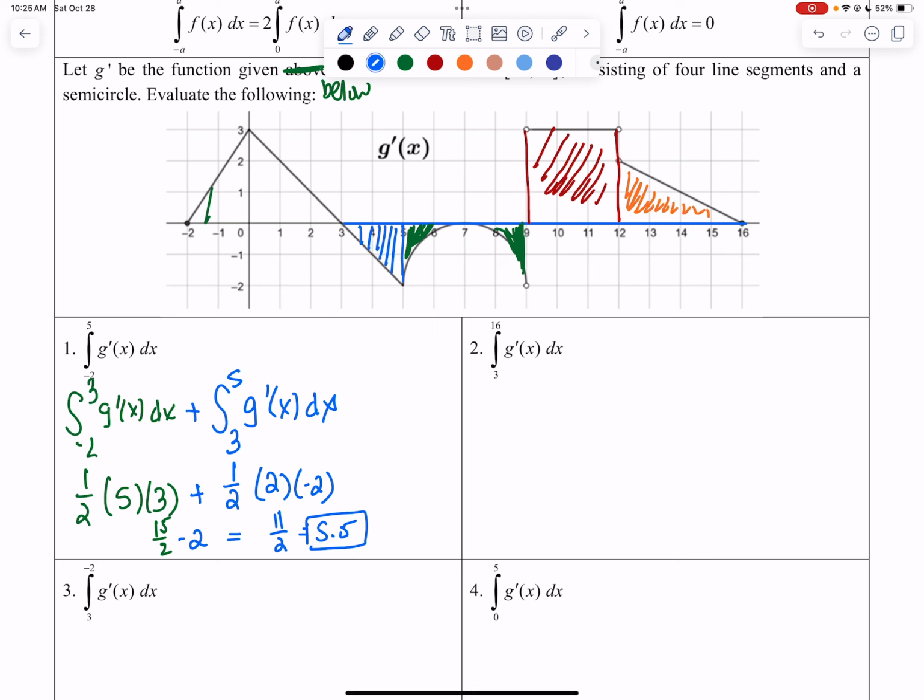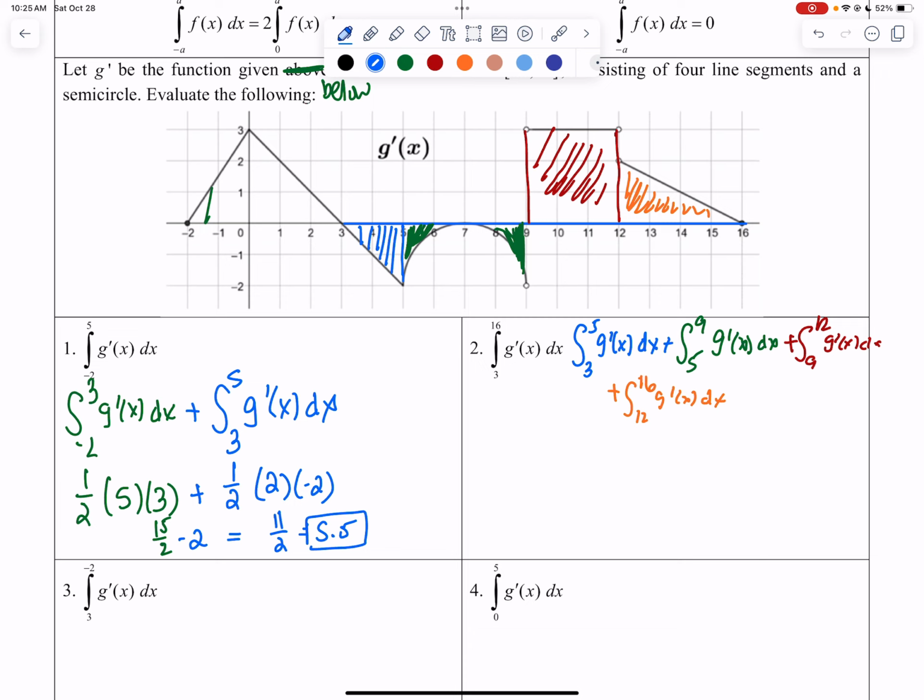So if I were to write this, it is going to be the integral from 3 to 5 of g prime of x dx. And then this is going to be from 5 to 9 of g prime of x dx. Red is going to be from 9 to 12 of g prime of x dx. And then we have orange, so 12 to 16 of g prime of x dx.